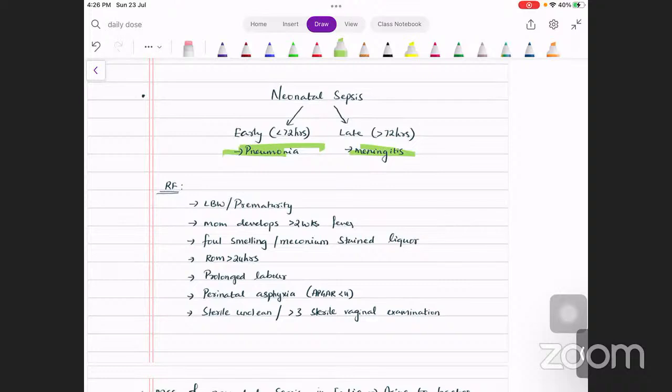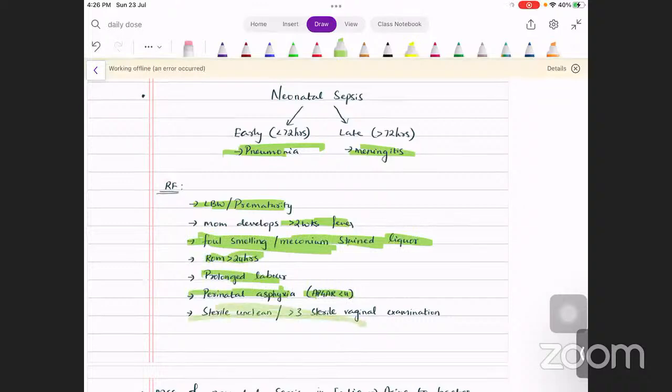A low birth weight baby or premature baby has a higher risk. And if the mom develops more than 2 weeks of fever, there is a chance that vertical transmission can induce neonatal sepsis. Foul smelling or meconium stained liquor is one of the classical risk factors. Also ROM of more than 24 hours, prolonged labor, perinatal asphyxia, Apgar score of less than 4, and unsterile vaginal examinations, more than 3, can create a risk factor for neonatal sepsis.